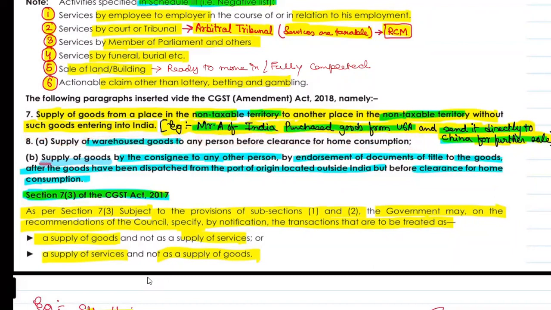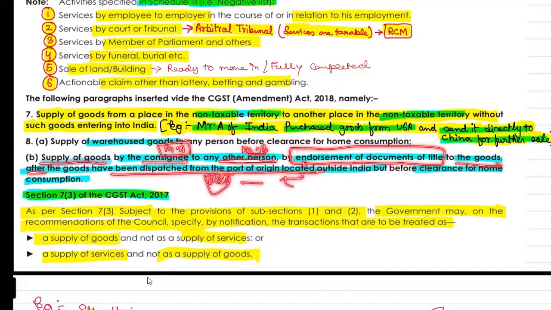Second one, supply of goods by the consignee to any other person. Consignee means Mr. A, the importer. Any other person is, in our example, Mr. B, by endorsement of document of title. That means permanent transfer of title to the goods after the goods have been dispatched from the port of origin located outside India. In our example, it was dispatched from the USA port and was in the middle, but before clearance for home consumption.